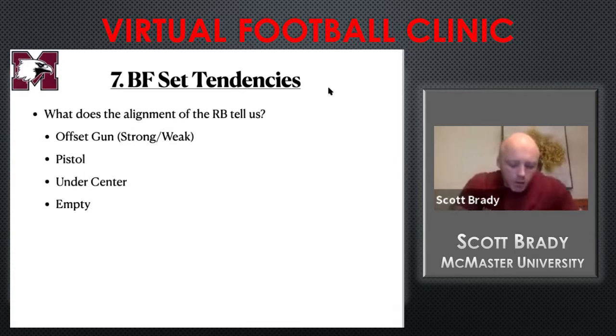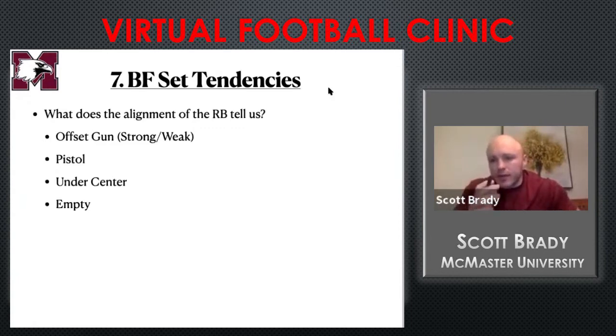Okay. Once we do that, the next one is the backfield set tendency. So this one, there's a lot of variance in terms of how much we can get week to week against each team. Okay. And so some teams do a very good job. And I think it's easier in Canadian football than it is in American football because of the motion rules. But you still see teams that don't do a good job using it.